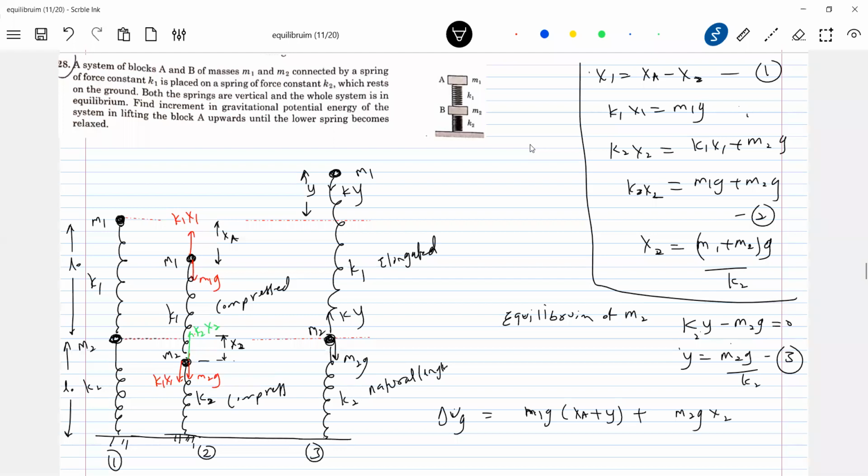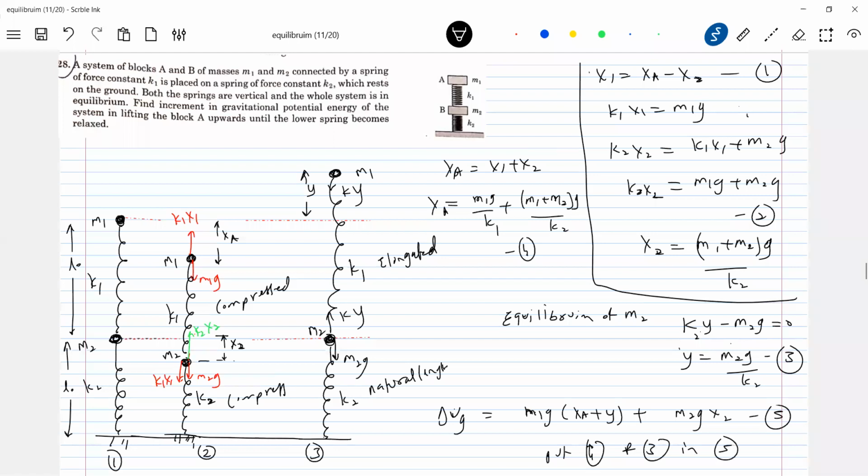What are the few things needed? Do we know Y? Yes, I'll substitute. Do we know XA? XA is X1 plus X2. What is X1? X1 is M1G by K1. What is X2? (M1 plus M2) G by K2. Substitute all this. Equation 3, this 4. So substitute 4 and 3 in the given equation, and you'll get the required answer. Put 4 and 3 in 5.